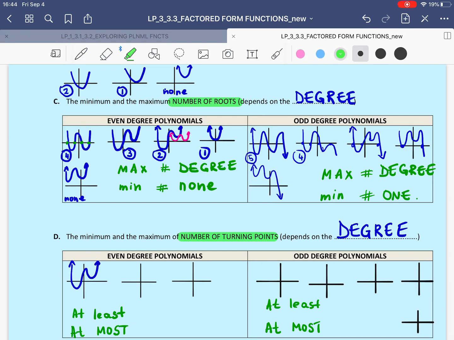So we have one turning point here. Let me make this a little smaller. So 1, 2, 3 turning points. So fourth degree, 3 turning points. But a polynomial function of fourth degree can also have only one turning point. And the turning point would be right here.